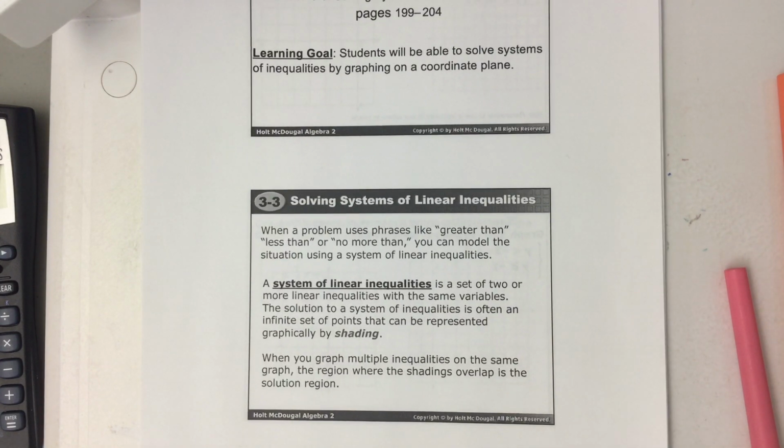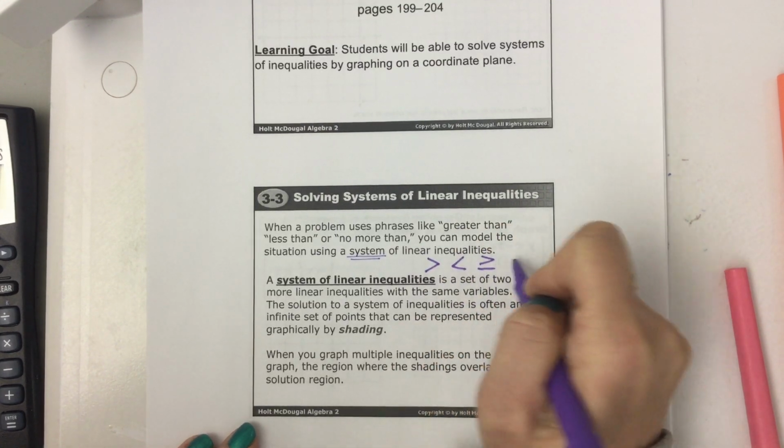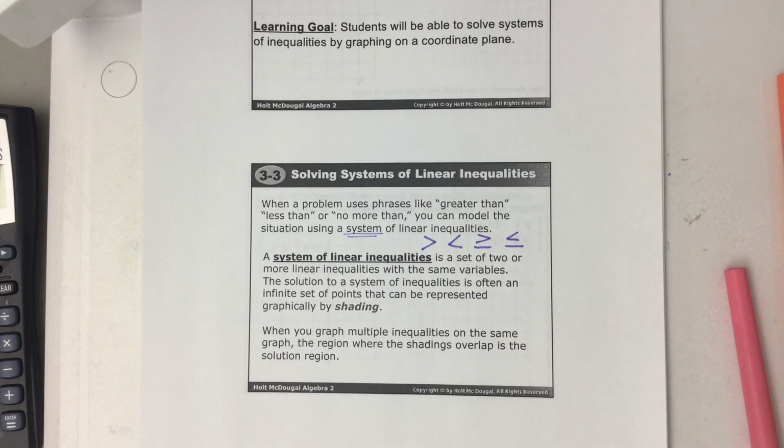When a problem uses phrases like greater than, less than, no more than, you can model the situation using a system of linear inequalities. So remember, in order to have a system, that means you have to have at least two. In this case, it's going to be inequalities, meaning greater than symbol, less than, greater than or equal to, less than or equal to. A system of linear inequalities is a set of two or more linear inequalities that have the same variables. Okay, so in our case, our variables, at least at the beginning, are going to be x's and y's.